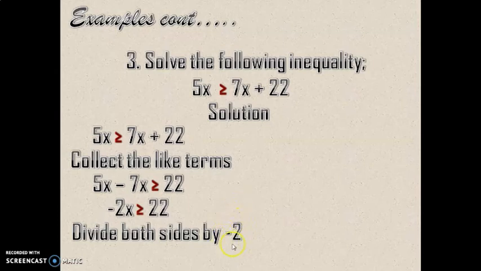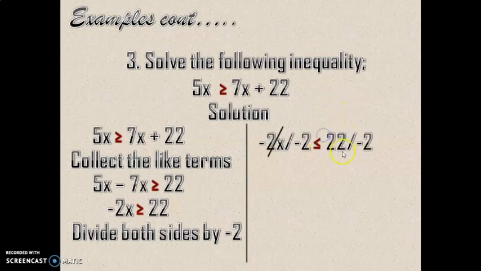Minus 2 is a negative number. And because we are dividing both sides by minus 2, remember one of our factors again, that when you multiply or you divide both sides of the inequality by a negative number, we are going to what? Change the direction of the notation. Do you understand? So because we are dividing both sides by minus 2, this notation, which is greater or equal to, will be changed to what? Less or equal to.